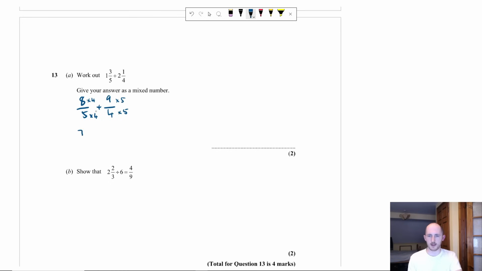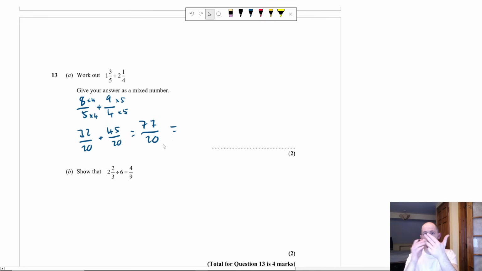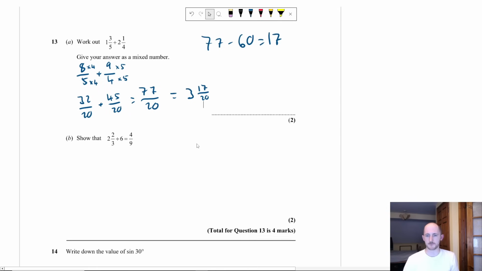8 times 4 is 32 over 20. 9 times 5 is 45 over 20. 32 plus 45 is 77 over 20. Now, in order to turn this into a mixed number, I ask myself, how many times does 20 go into 77? Well, 20, 40, 60, then it would be 80, so I can't do that. So it goes in 3 whole times. And what's the remainder? Well, I'm at 60, I need to get to 77. So 77 minus 60 is 17. So, 3 and 17 over 20. Then you would simplify, but we can't in this case because 17 is a prime number.